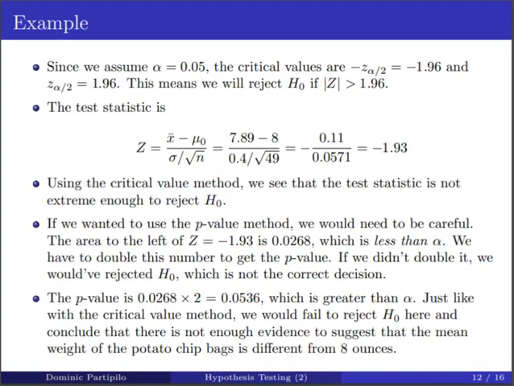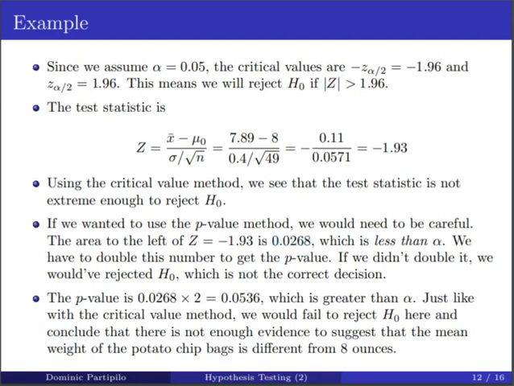But I want to continue using the p-value method here because there's an important point that needs to be made. So if we were to use the p-value method, we would need to be a little bit careful because the area to the left of our test statistic, negative 1.93, is 0.0268. And if we had stopped there and compared it to alpha, we would see that it's less than alpha. And the conclusion we would have come to is that we needed to reject the null hypothesis, which is not the correct decision.